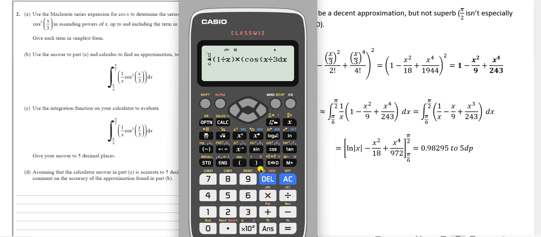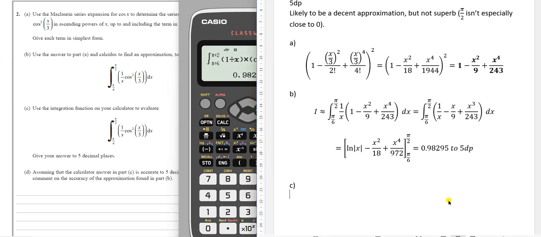Get in the habit of double checking that you're in radians as soon as you start doing trig in calculus. That cos of x over 3 is going in a bracket, so I can square that as well. And then my limits are pi by 6 and pi by 2. Reassuringly, it's close, but not massively close, which is exactly what we were hoping for. 0.98280.